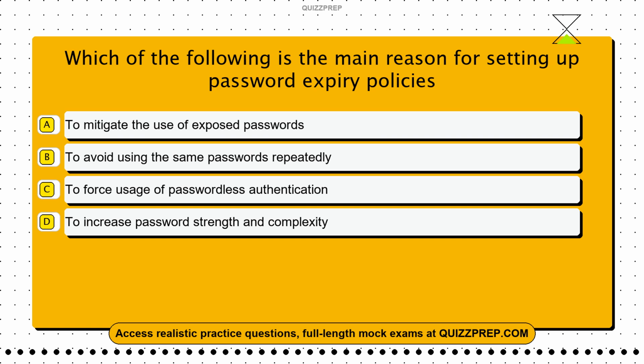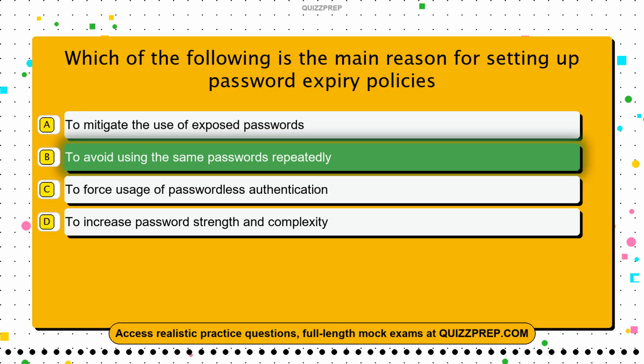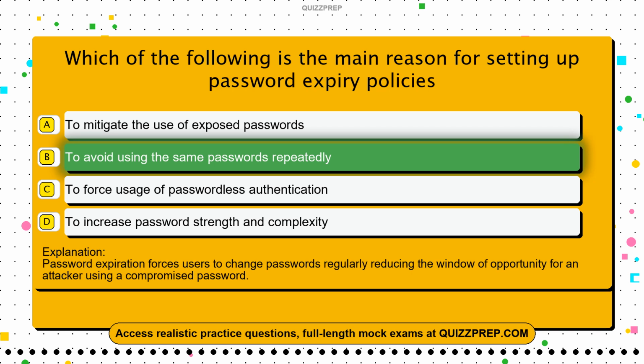Question 54. Which of the following is the main reason for setting up password expiry policies? Option A, to mitigate the use of exposed passwords. Option B, to avoid using the same passwords repeatedly. Option C, to force usage of passwordless authentication. Option D, to increase password strength and complexity. The correct answer is option B, to avoid using the same passwords repeatedly. Password expiration forces users to change passwords regularly, reducing the window of opportunity for an attacker using a compromised password.